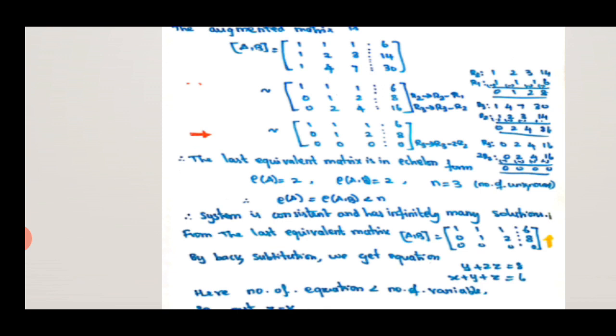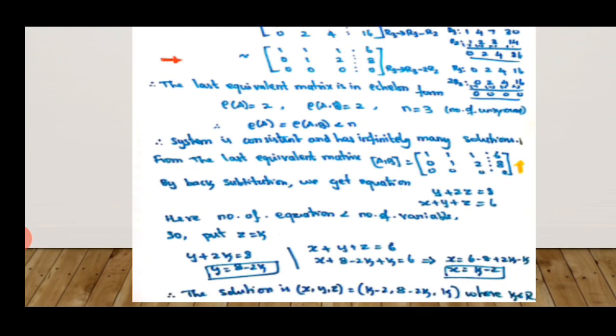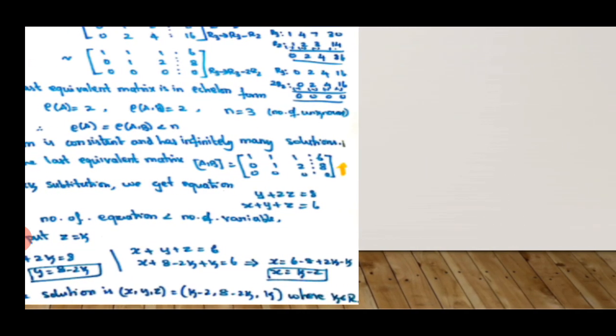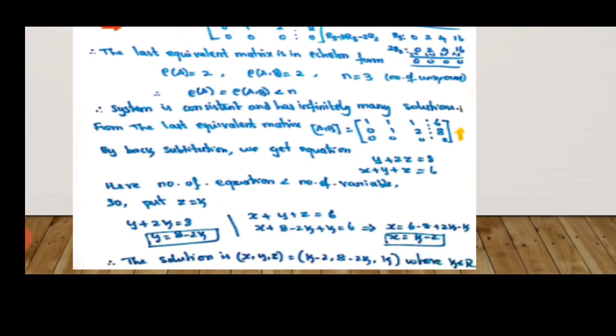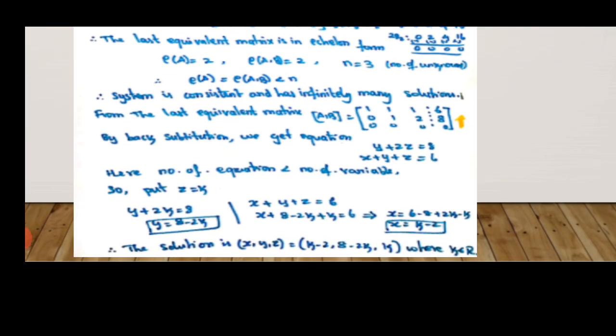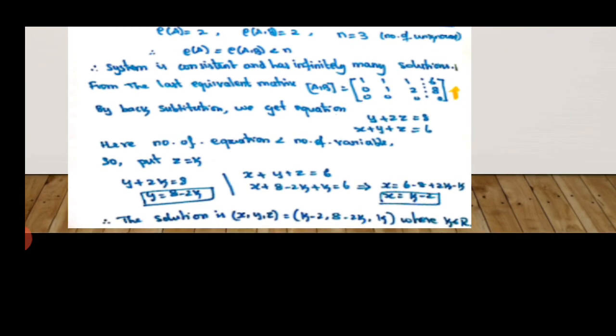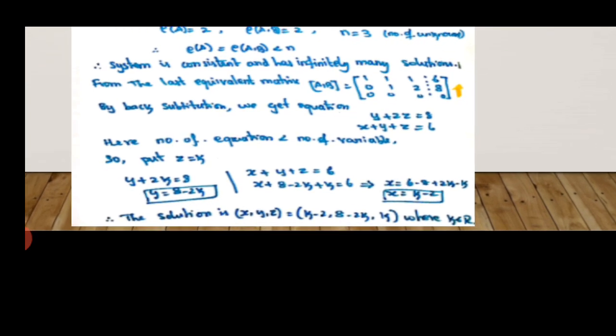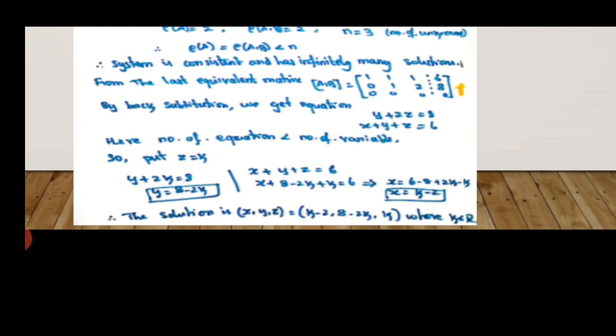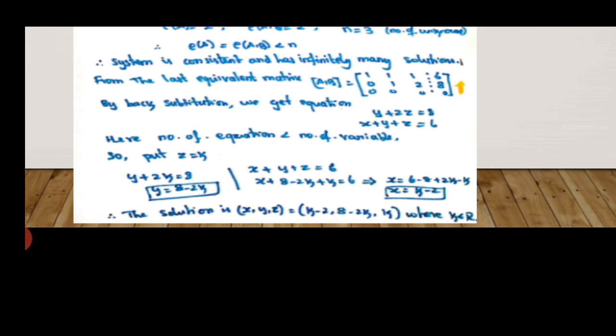Okay, this time also you can see the rank of A and the rank of A comma B are equal to 2, but it is less than the n value 3. So rank of A is equal to rank of A comma B but less than n. Therefore the system is consistent and has infinitely many solutions. We have to find the solution values.